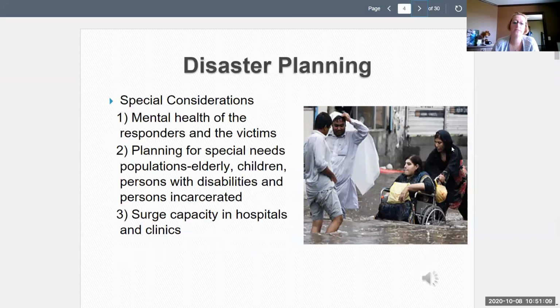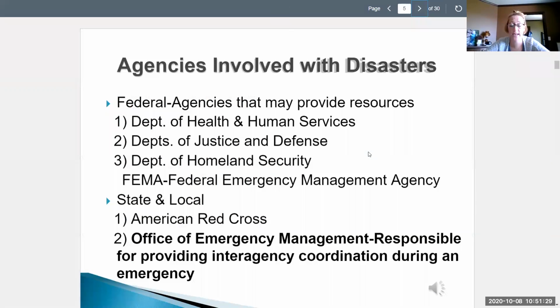Special considerations include the mental health of both the responders and the victims, and planning for special needs populations, such as the elderly, children, persons with disabilities, and persons incarcerated. Surge capacities in hospitals and clinics also need to be taken into consideration. Agencies involved with disasters: we have our federal agencies, the Department of Health and Human Services, the Departments of Justice and Defense, Homeland Security, and FEMA, our Federal Emergency Management Agency. Then we have our state and local agencies, the American Red Cross, and the Office of Emergency Management, which is responsible for providing interagency coordination during an emergency.